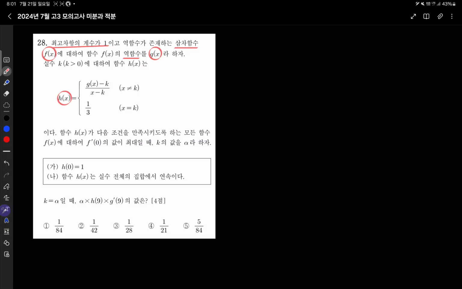And h of x has two pieces. When x is not equal to k, the first piece is used. And when x is equal to k, the value is 1/3. And k is a positive number.